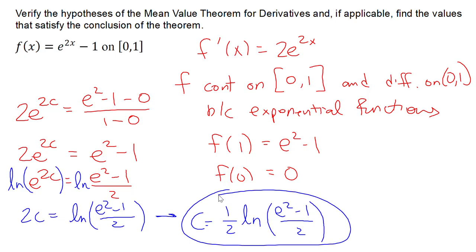Of course, you could bring that 1/2 inside the logarithm as an exponent. So you could write the natural log of the square root of e squared minus 1 over 2. Or you could break it down using the log rule for natural log of a over b. Any sort of manipulation of this would be fine, but I would also accept this answer as a perfectly good answer. And that is the end of our walkthrough for the mean value theorem for derivatives homework assignment.